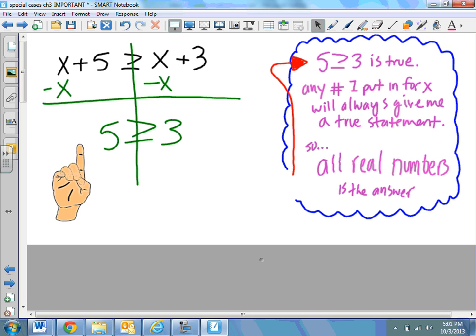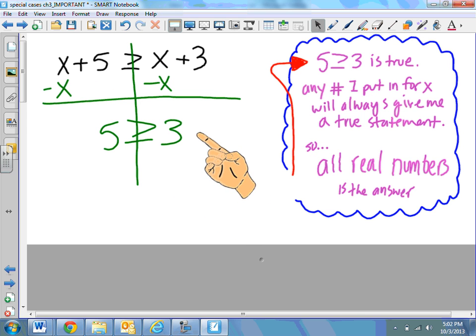Now, remember, whenever you come across a problem like this, where you just end up with two numbers on both sides and no variables, and this is all you see, then you have to ask yourself, does it make sense? And this is where you have to read it out loud to yourself. Is 5 greater than or equal to a 3? If that's true, then guess what you have? All real numbers. Because this statement is true, it means that any number I plug in over here where the x is, here or here, it's always going to make this thing true.